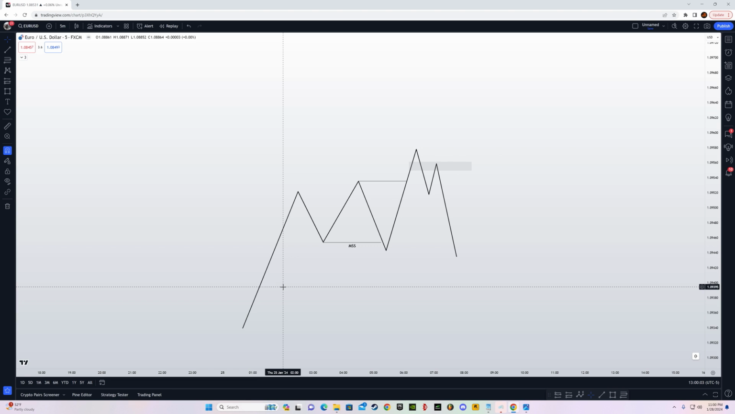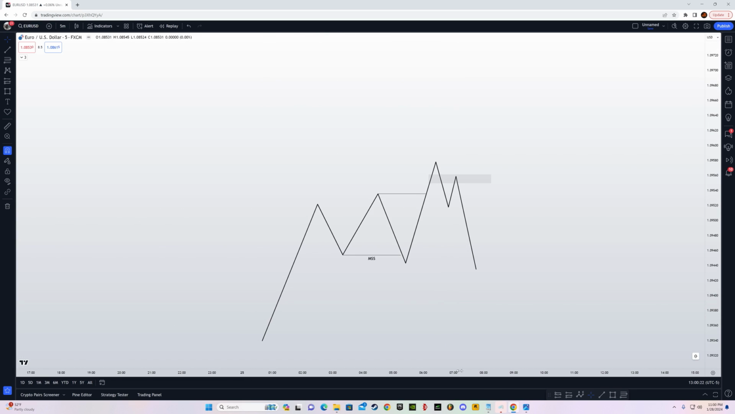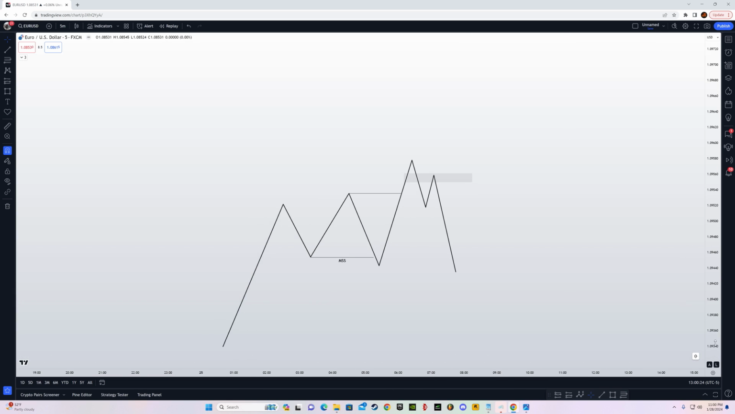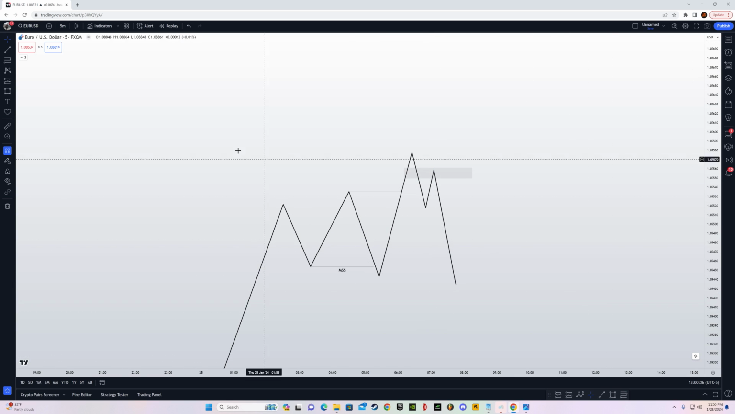2 a.m. You have to look for any type of market structure shift on the 5-minute time frame. Any market structure shift, okay? It doesn't matter where it happens, but you have to look for a market structure shift. So over here, you can see that we have a higher high, higher low, higher high, and afterwards we have a market structure shift.